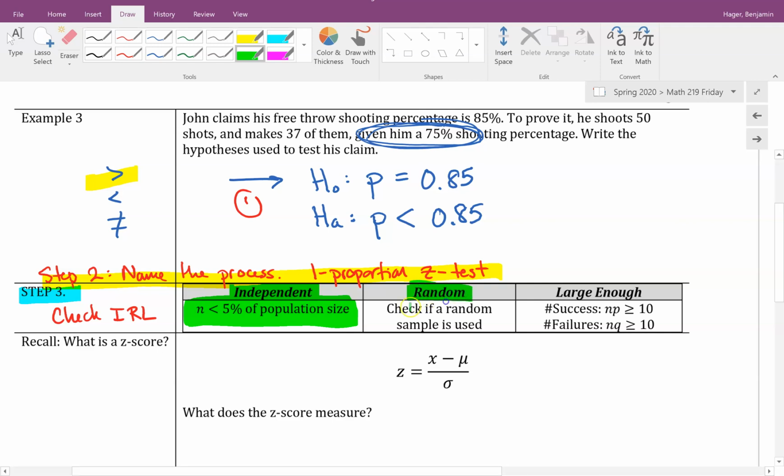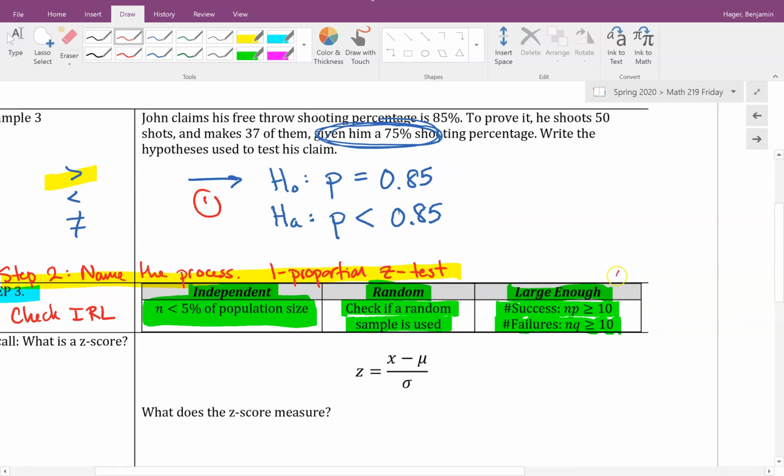We really hope that our data is being randomly collected somehow. And then remember, for proportions, large enough means that the number of successes is greater than or equal to 10, and the number of fails is greater than or equal to 10. And remember, the whole reason for that was, again, based on central limit theorem. If that's the case, then we know when we find our p-hats that they're going to be nice and normally distributed, right? And that's what we want, because that's how we're going to calculate probabilities, using a normal curve.